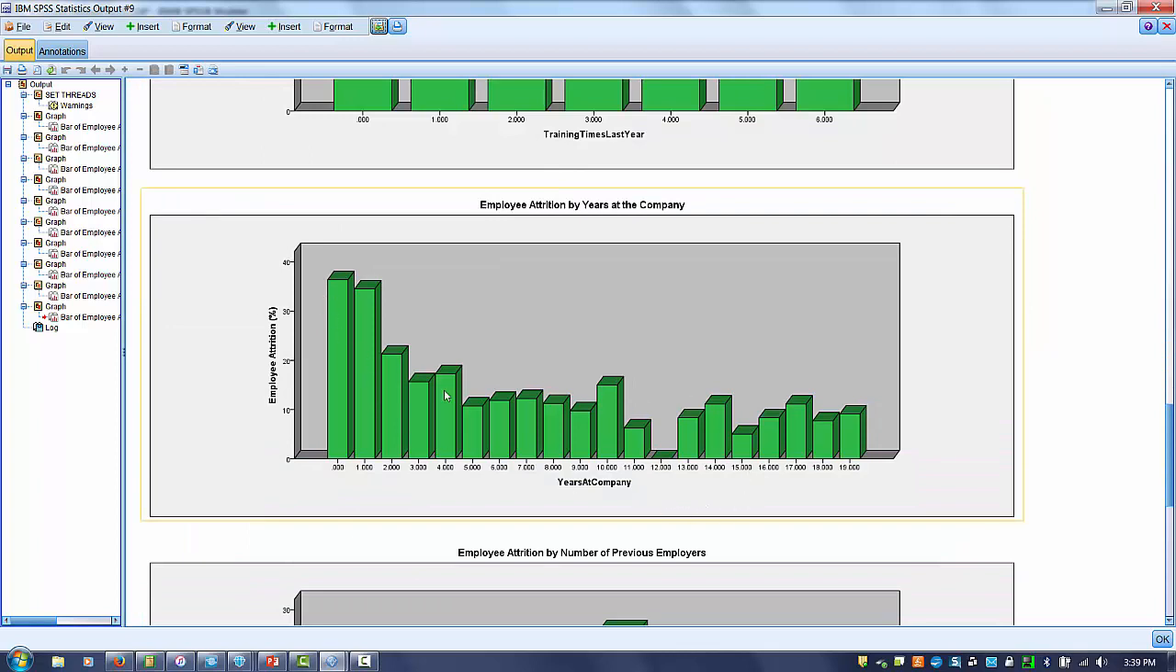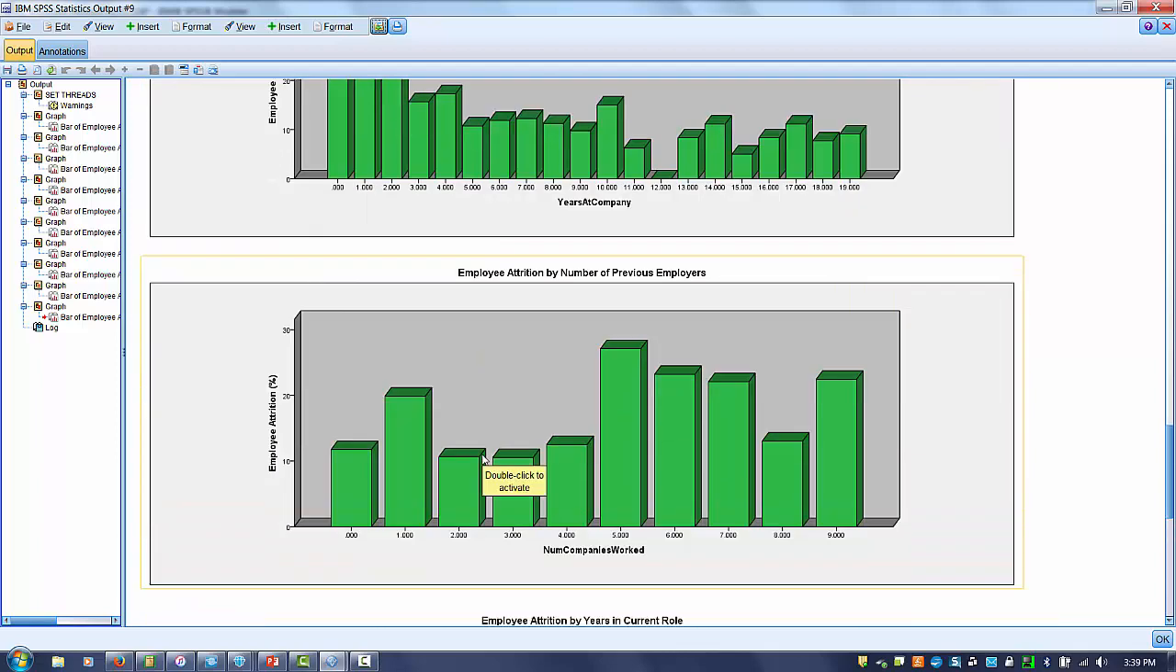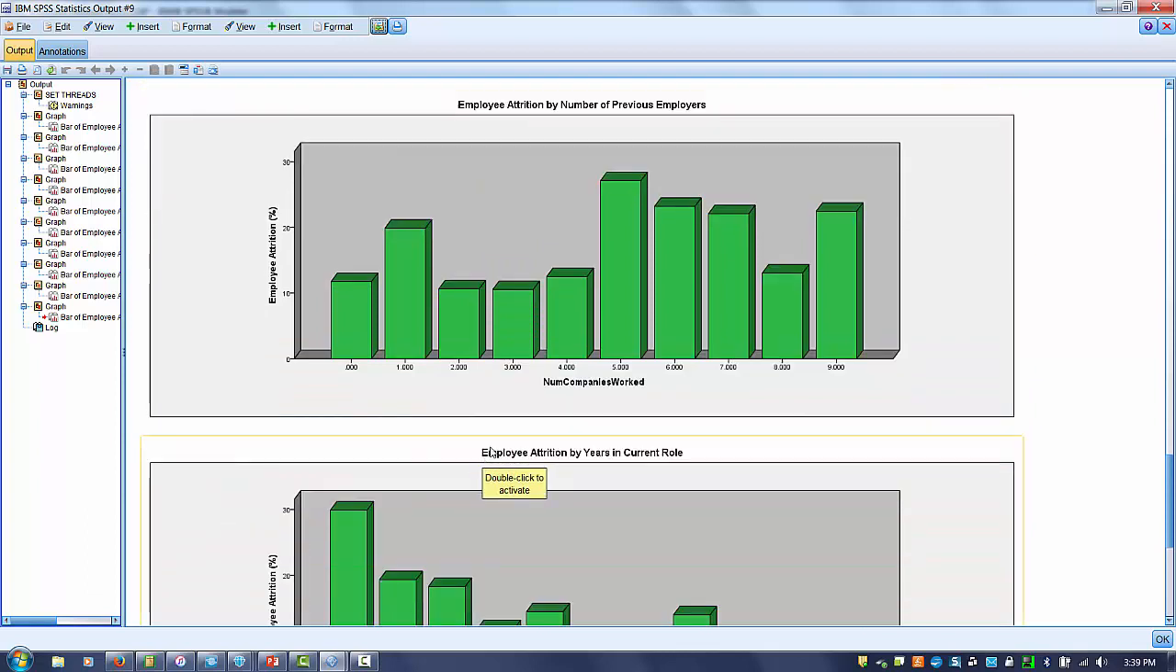Here you have the number of years they've been at the company, and it seems to go down at a decreasing rate. The longer somebody's been at their current company and working for their current employer, the less likely they are to attrit. And that makes sense. Probably happy.